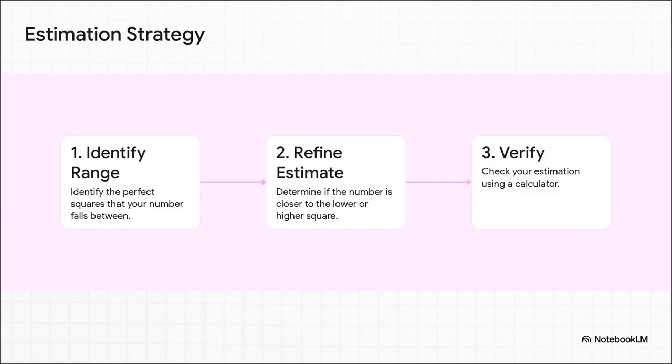First, you just find the 2 perfect squares that your number sits between. So for 300, that's 289, which is 17 squared, and 324, which is 18 squared. Then you just figure out which one it's closer to. 300 is definitely closer to 289, so you know the root is going to be closer to 17. You could guess something like 17.3, and then you can check it. It's a fantastic way to get a really solid estimate.